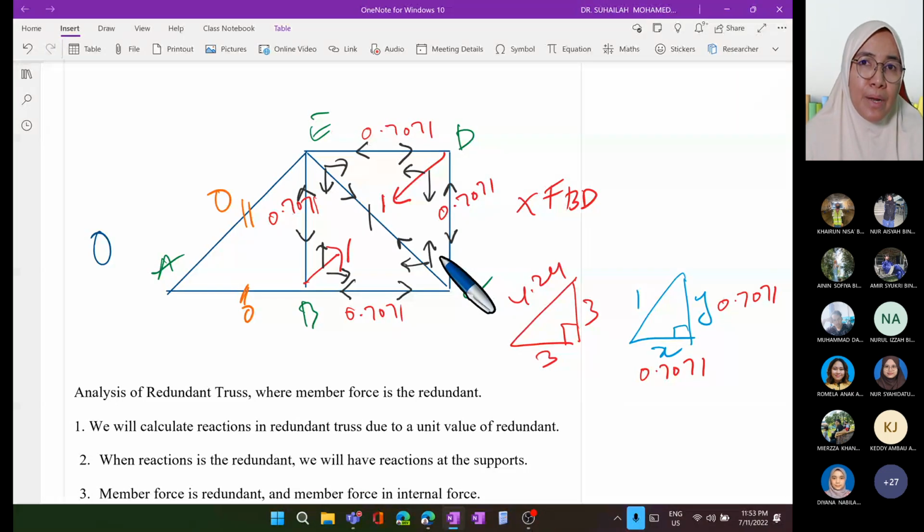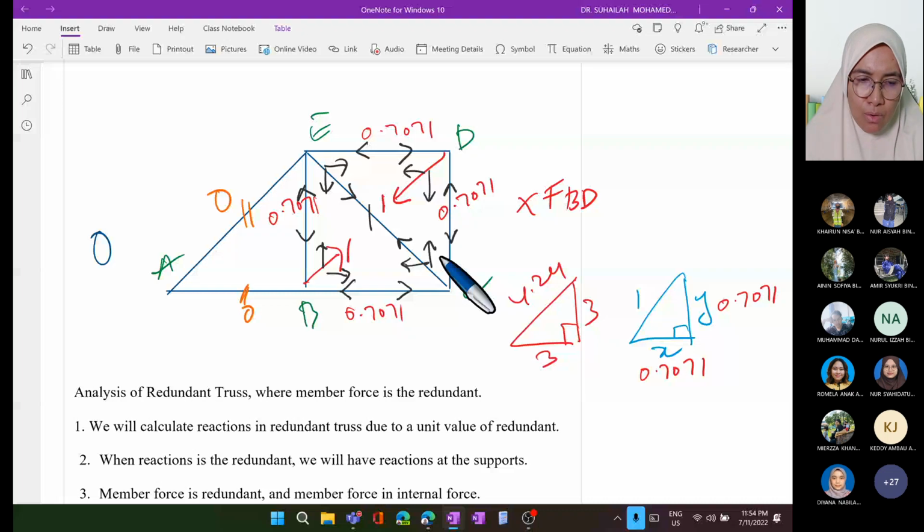Those who have done it before can guide their friends. For the first time it looks difficult, but if you do it regularly, make it a regular activity, you will find that it is not difficult at all. If you understand the easy method I did earlier, you can finish the member forces in primary truss and in redundant truss within 10 minutes, not more than 10 minutes. In the easy method there is trigonometry and vectors. And for the redundant truss, we have to balance.